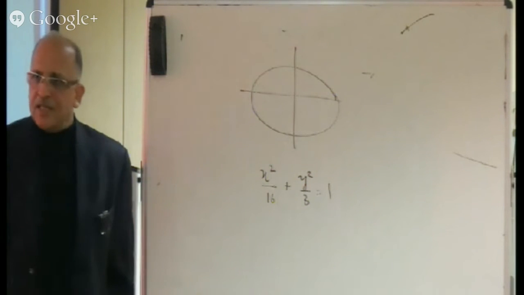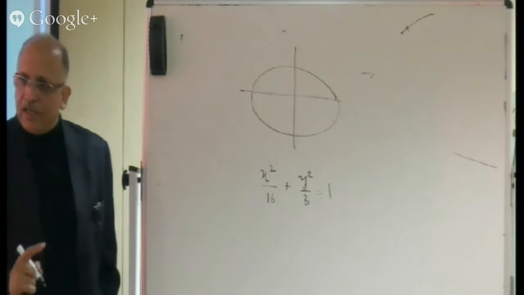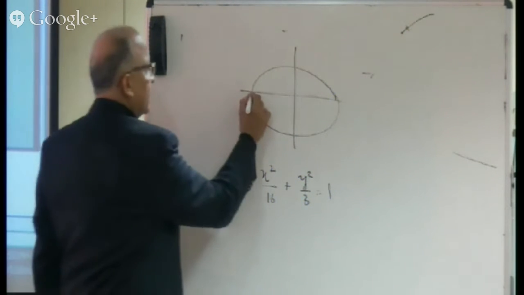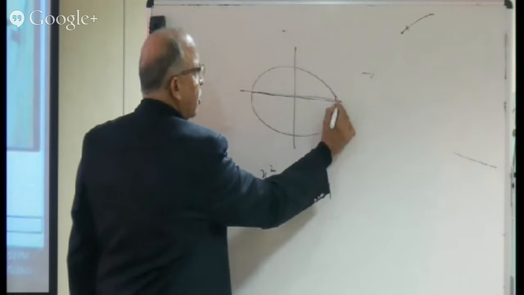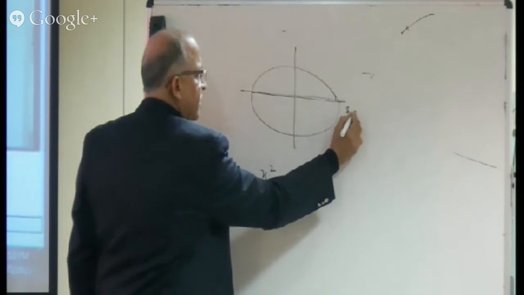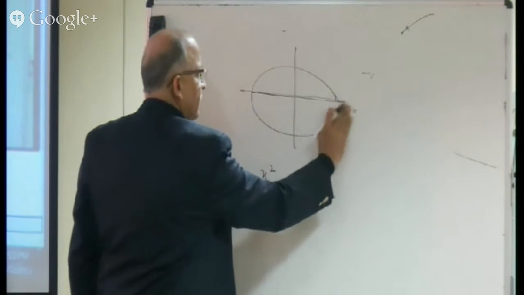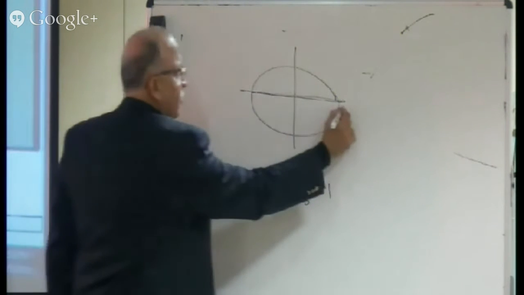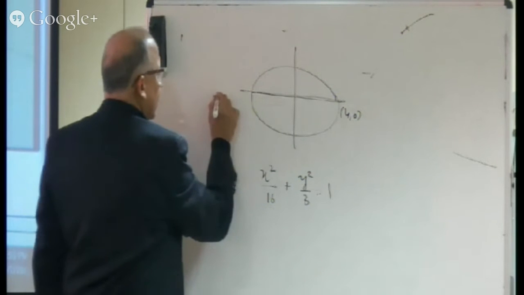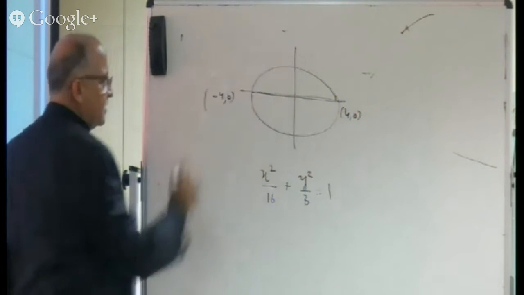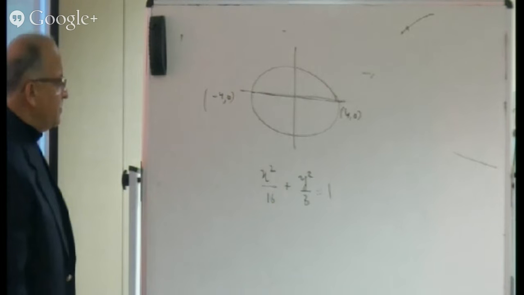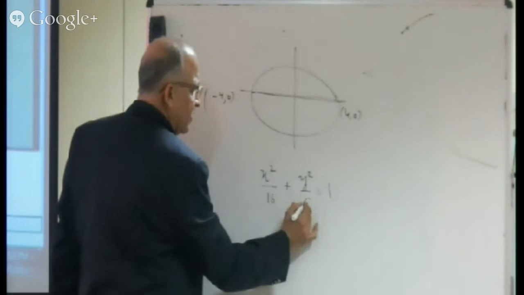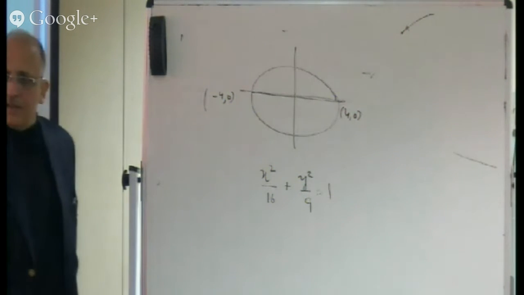What is the major axis? A square is 16, so A is 4. So this is 8. So the coordinates of this are 4, 0 and minus 4, 0. What are the coordinates of this? Let me write 9. That will be better. So 0, 3.